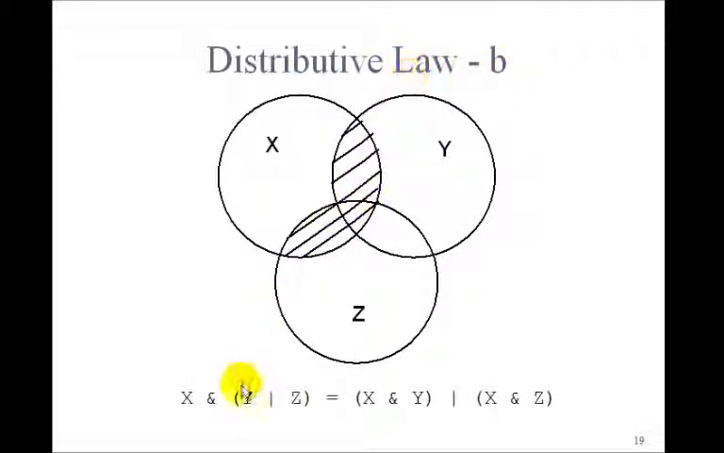Here's the other distributive law. x AND (y OR z) is equal to (x AND y) OR (x AND z). You can see that y OR z is all of these two together. And if we AND that with x, we get the area of overlap, and that's just this hatched area. The right-hand side is x AND y. x AND y is this football. x AND z is this football. OR them together, and sure enough, it's the same as the left-hand side.